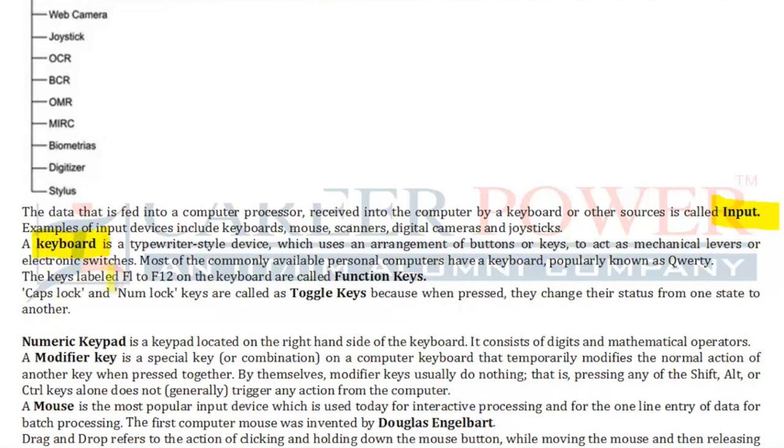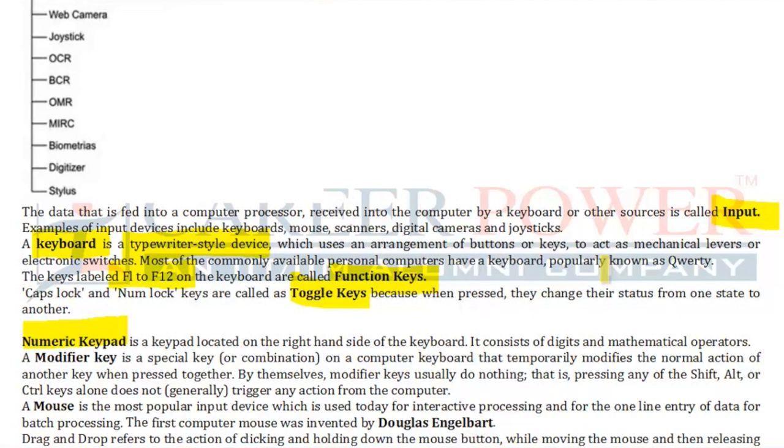A keyboard is a typewriter style device, and you all must be familiar with the keyboard. In a keyboard, there are some special keys like function keys, toggle keys, numerical keypad. You must know what these are. In a keyboard, the keys labeled from F1 to F12 are the function keys. They have some special function.